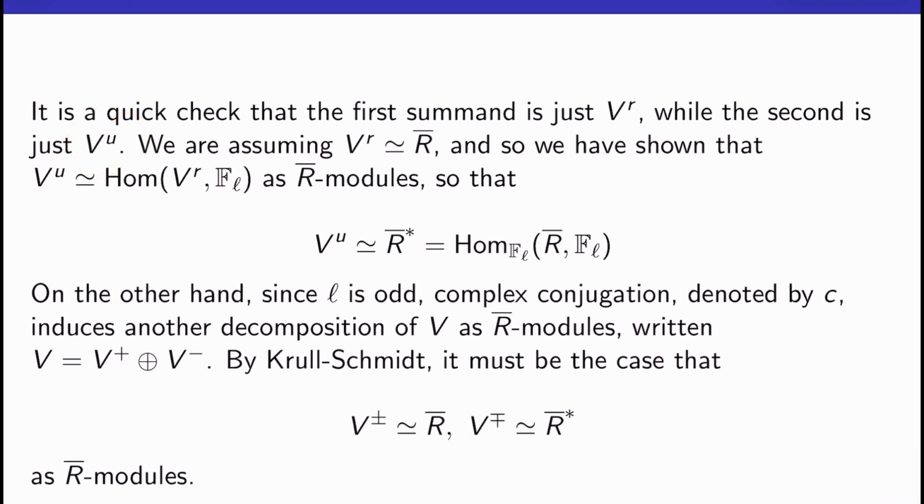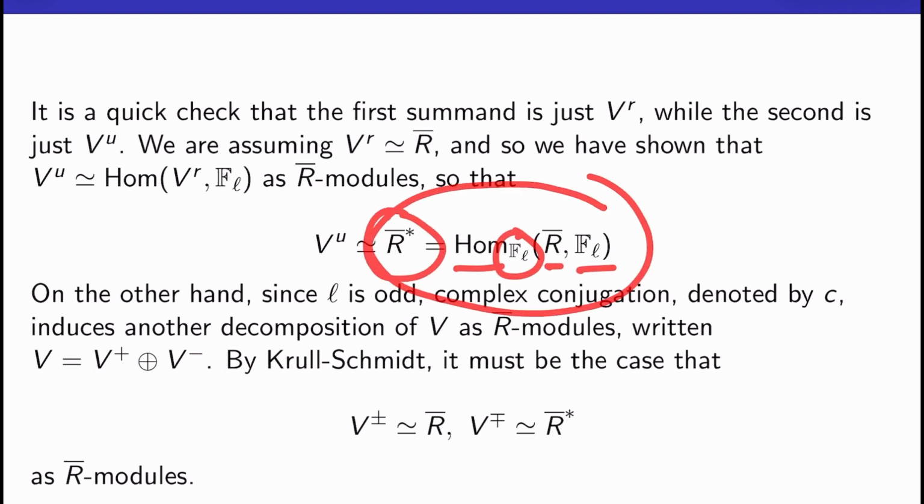We're assuming, because we've already gotten past this point, that V^r is isomorphic to R̄, and so what we've actually shown is that V^u is isomorphic to Hom(V^r, F_L) as R̄-modules, which means that V^u is isomorphic to R̄^*, which is Hom_{F_L}(R̄, F_L). So this is another way you can think of R̄^* here.